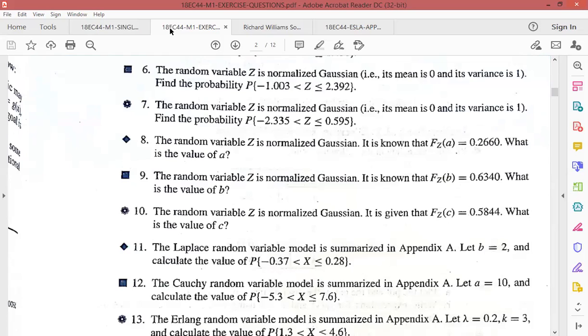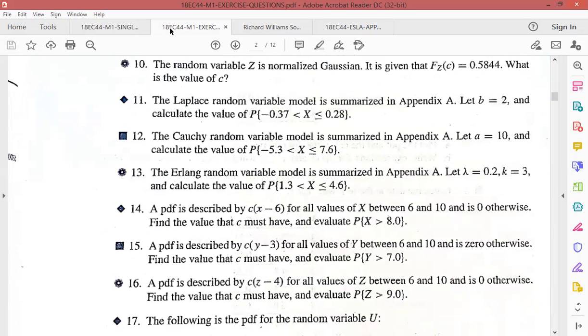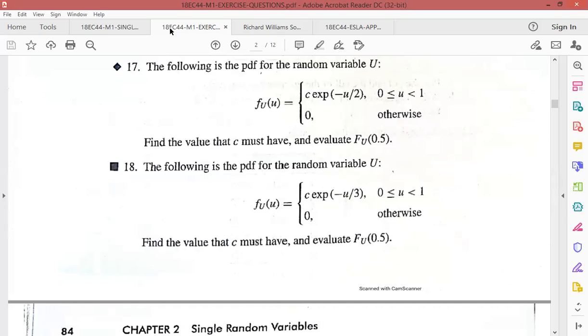Take that as an assignment. Problem number 7, 8, 9, 10 will be the assignment question. I'll be distributing the questions today. And on Laplace and Cauchy random variable, we'll take that up in the next class. All these problems we will solve in the next class.